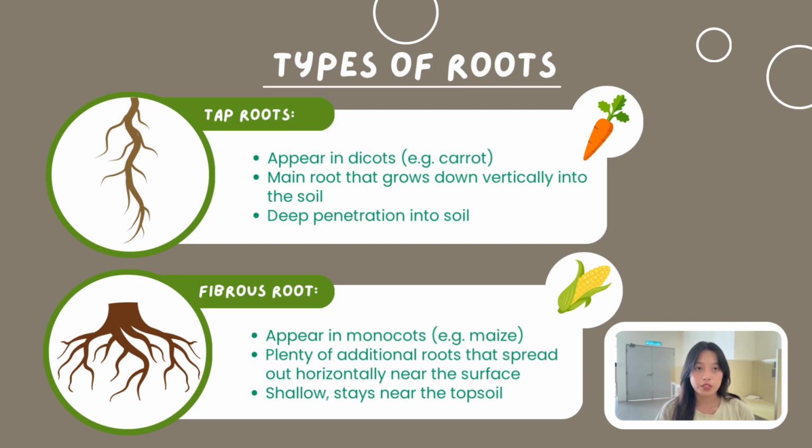Secondly, I'm going to explain fibrous roots. Fibrous roots are found in monocots such as maize. Instead of one big root, there are many small roots that spread out horizontally. And lastly, these roots stay near the surface and help hold the soil tightly. So, the main difference is how deep they grow and how they spread out in the soil.